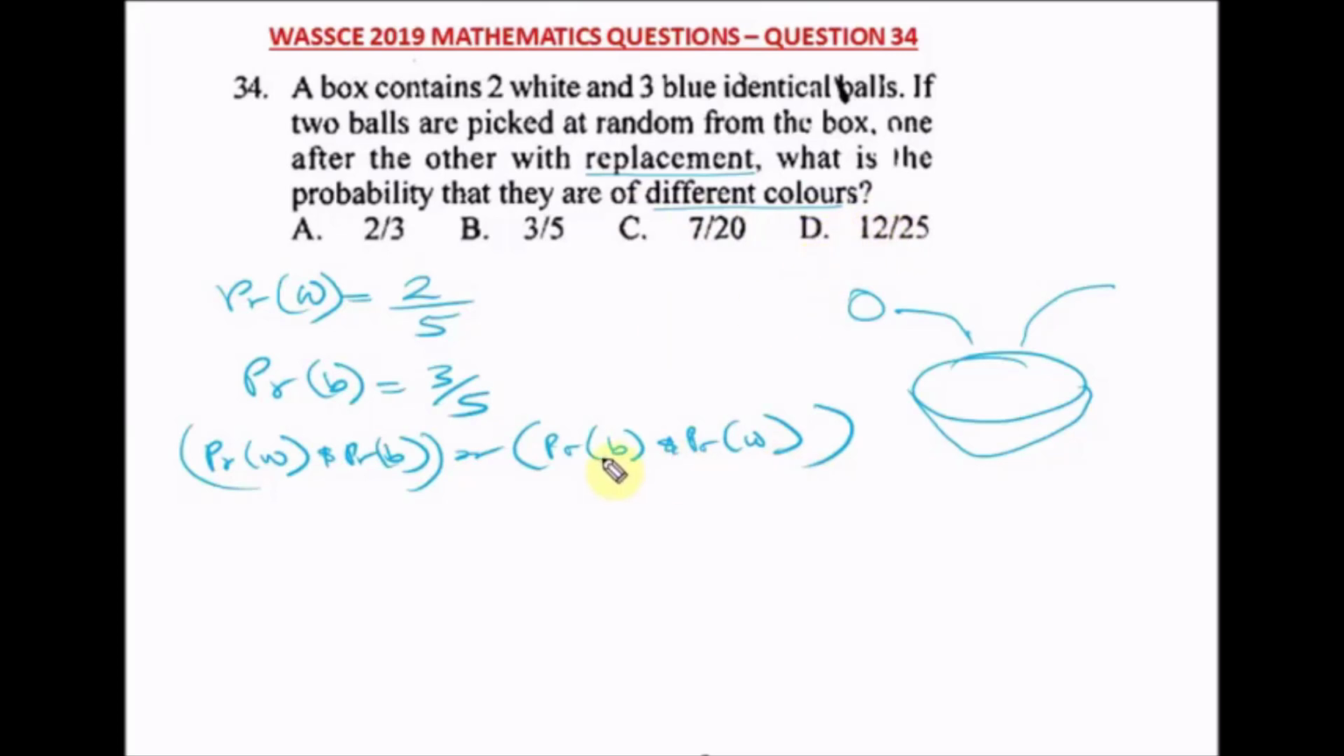So if the 2 balls are being picked at random from the box, it is either white and blue, or blue and white, since it's asking us what is the probability that they are of different colors. So it's either you pick a white ball first and a blue ball second, or you pick a blue ball first and a white ball second. Are you getting my point?